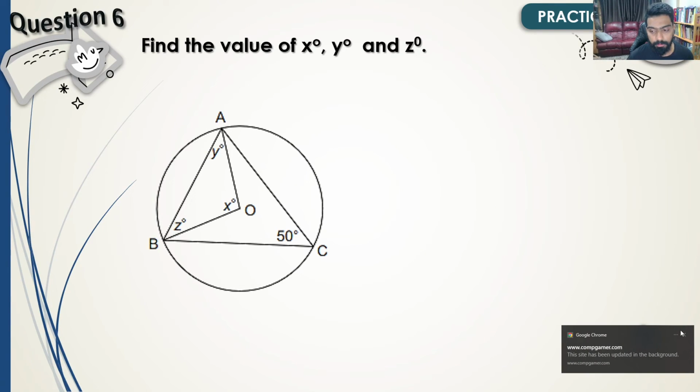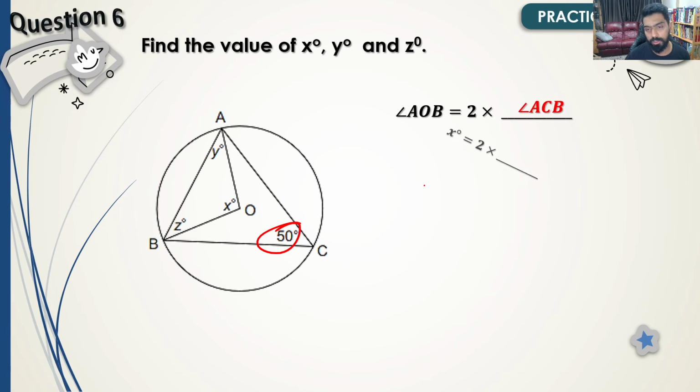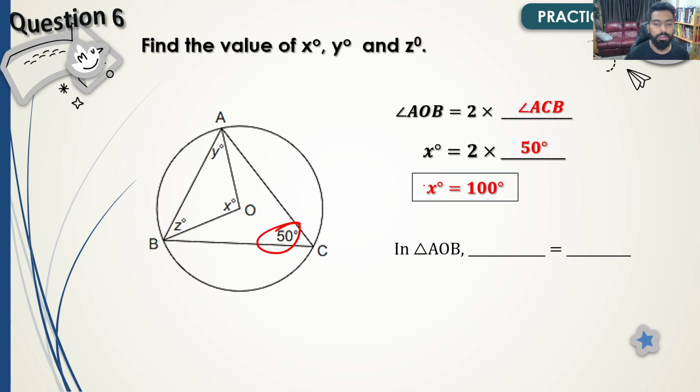All right, now in this one, let's see what we can do. We see that this is the inscribed angle, so our angle X will be twice the inscribed angle, which is equal to 100 degrees.